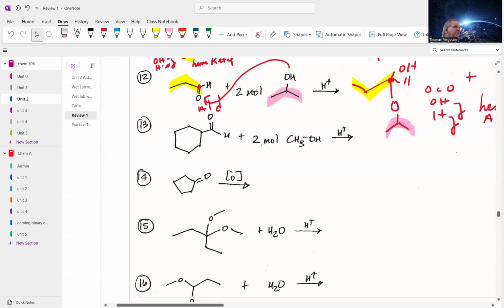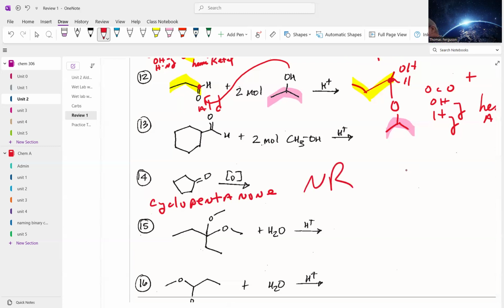All right, so we've got a cyclopentanone. And we're going to oxidize it. What's going to happen? Nope. No hydrogen there. What's going to happen? Nothing. Ketones cannot be oxidized. Period. So no reaction.